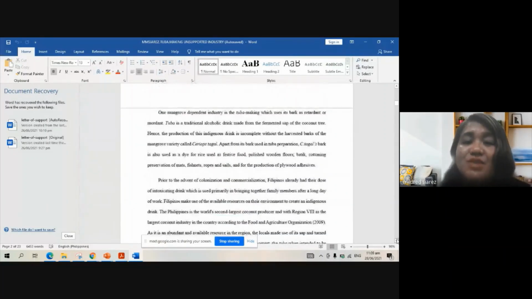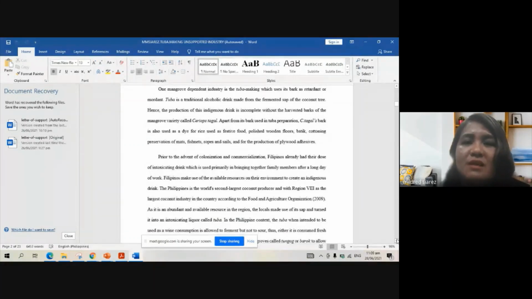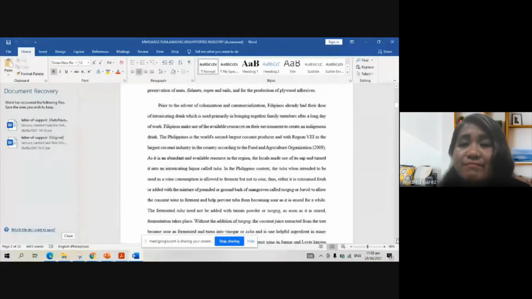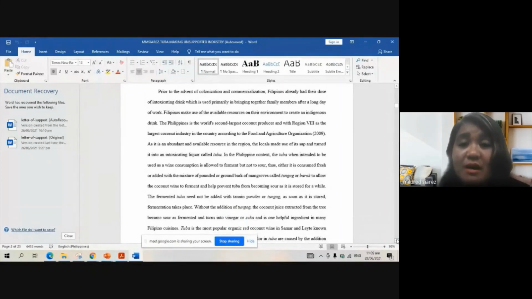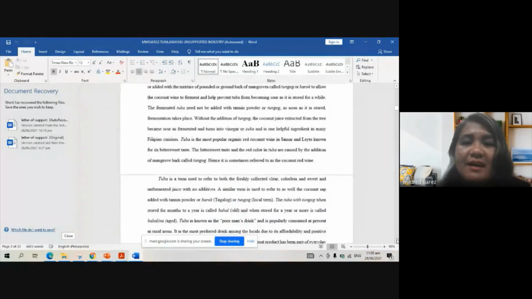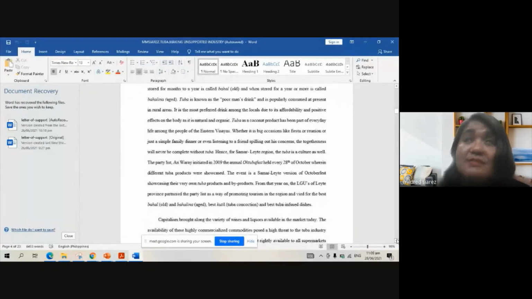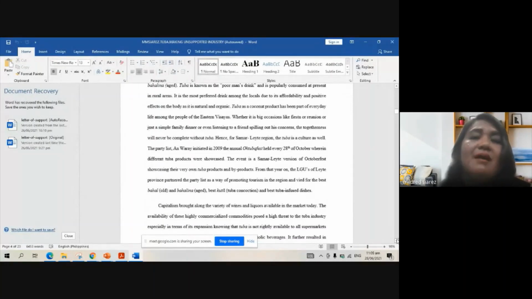Then I mentioned that tuba making is a mangrove-dependent industry. So I talked about tuba. I said that the mangrove used for tuba is Cereus tagal, the variety that makes the tuba ferment. Then I talked about what is in tuba and why it needs mangrove. Then I talked about what tuba is for Filipinos, and why mangroves are a problem for Filipinos who make tuba.